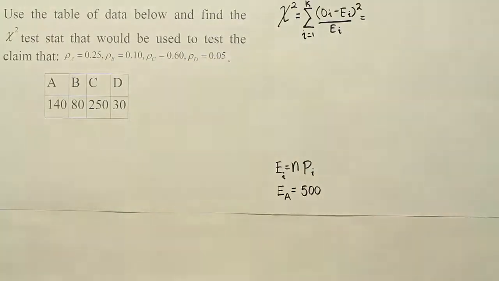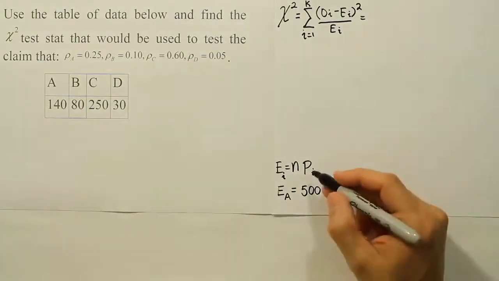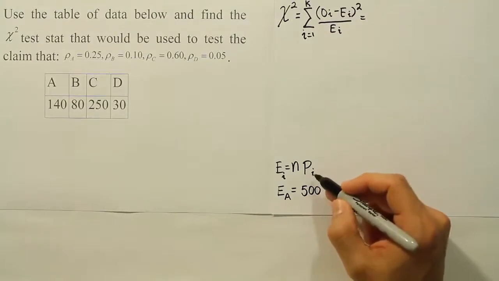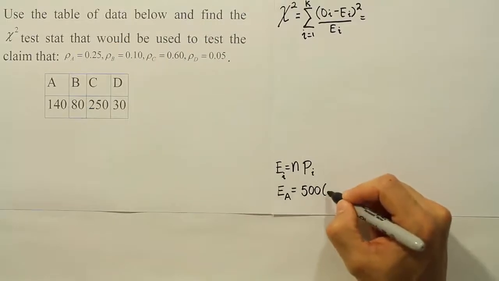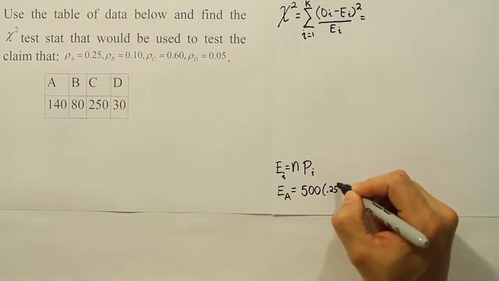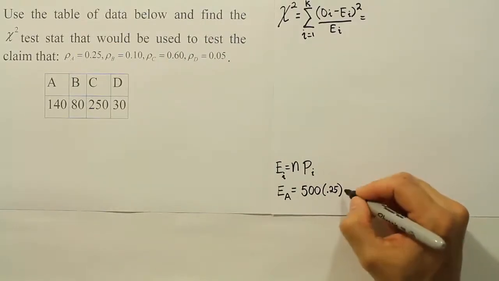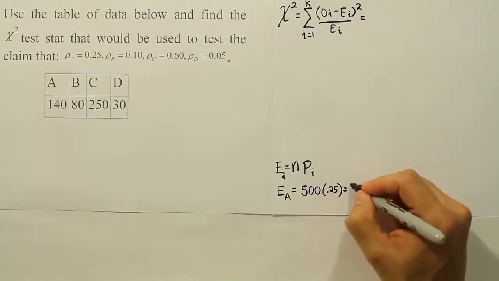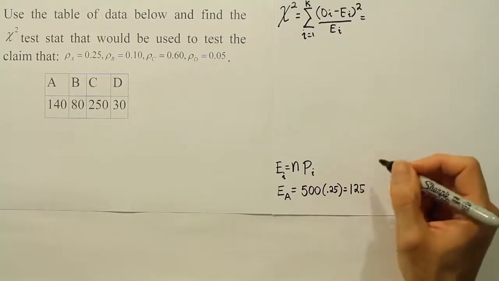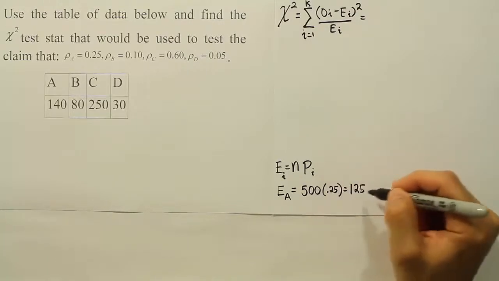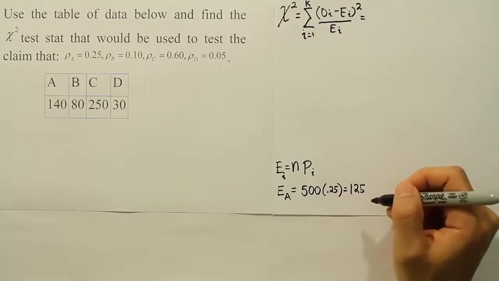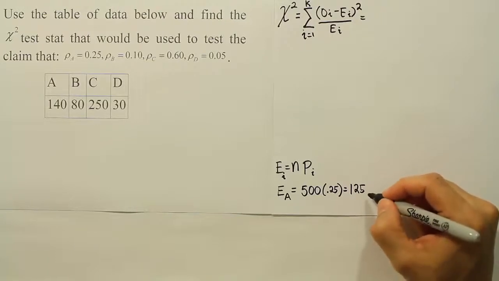And with that information, we just need to plug in the p_A. So what's the probability for group A according to the hypothesis? They say it's 25%, so 0.25. And if you work that out, you're going to get 125, correct? Because essentially for every 100, you'd have 25, and we have 5 of them. That's 125. Okay, so there's your expected value for A.